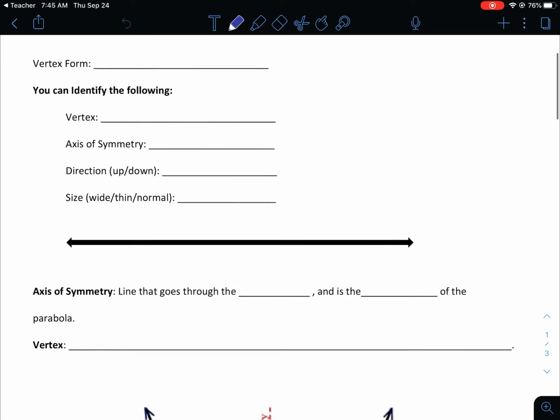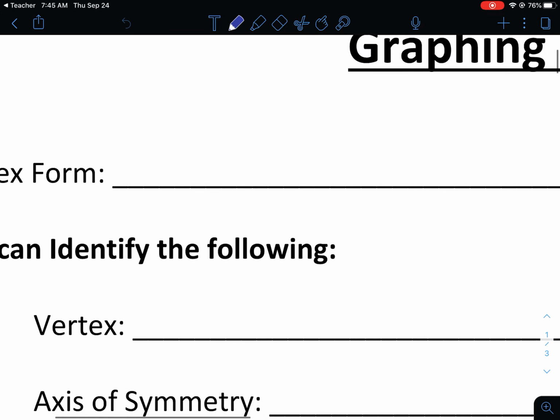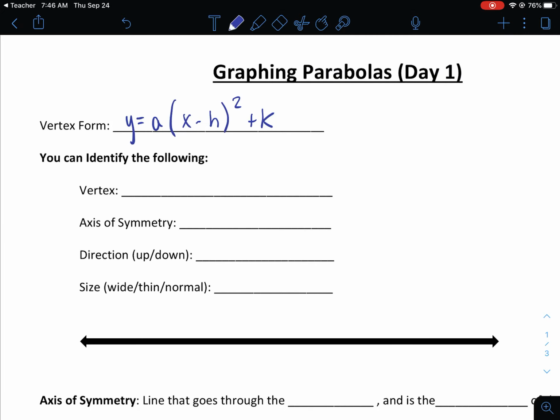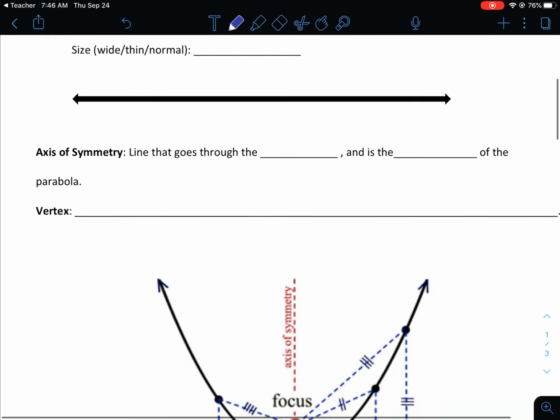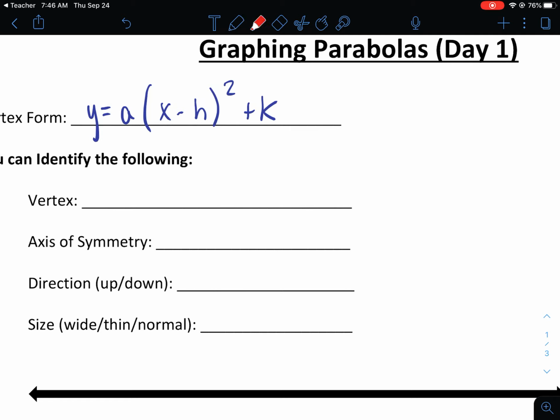Vertex form is y equals a, parentheses x minus h, squared, plus k. Now, all those letters, you're like, what does all of that mean? Basically, this is called vertex form because it actually contains your vertex. Your vertex is just h comma k. So when it's in vertex form, you are already given the vertex of the parabola.